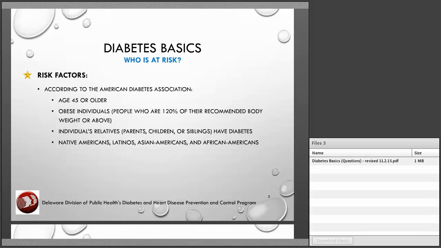Who's at risk for diabetes? Well, the risk factors for diabetes include older Americans, age 45 or older, anybody that is obese, people who are 120% of their recommended body weight or above, anybody with a genetic connection to diabetes, relatives, parents, or children who have diabetes, and some of the minority populations: Native Americans, Latinos, Asian Americans, and African Americans have a higher prevalence of diabetes in our population.